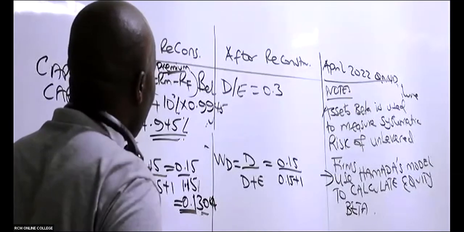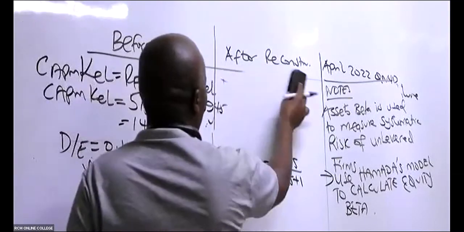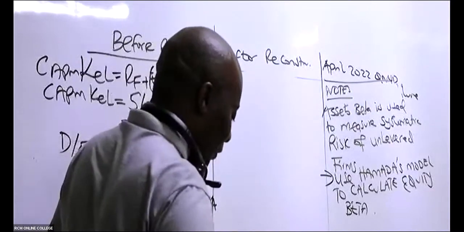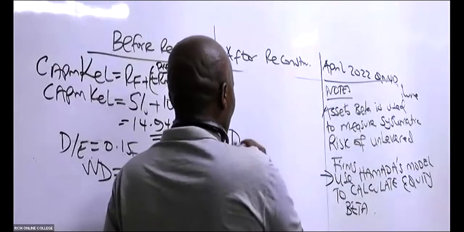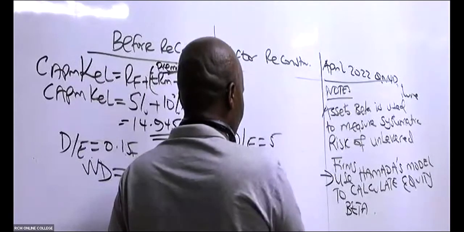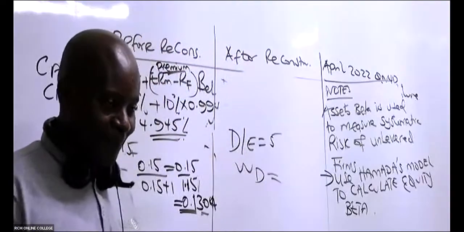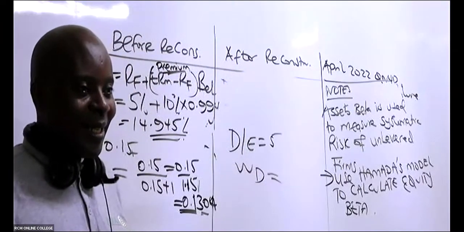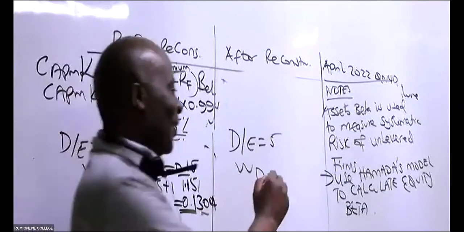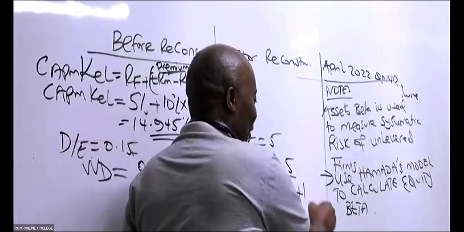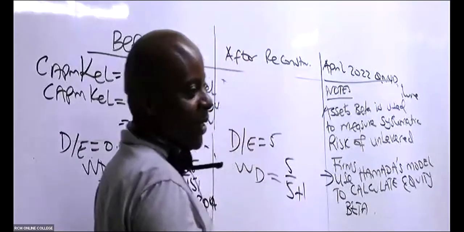Let me try you a little bit before I start using this space here. What if you are given debt to equity ratio is 5? Very fast. Can somebody give me the weight of debt? 5 over 6. Because you take 5 all over itself plus what here, somebody? Which is the same as 5 over 6.